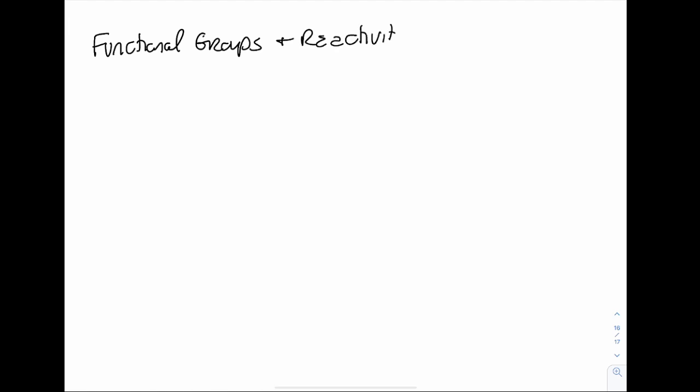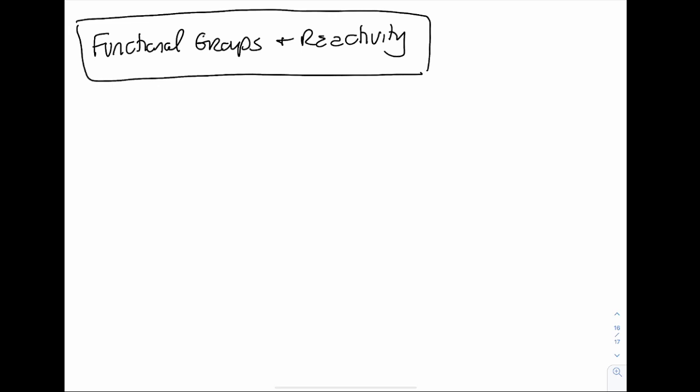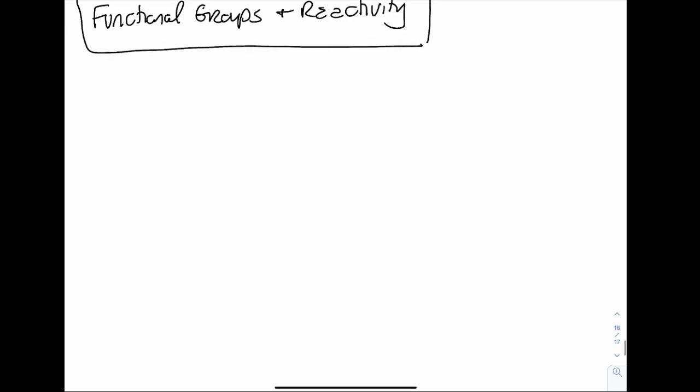In this video, we're going to start looking at functional groups and reactivity. So, just taking a closer look at a few of the functional groups that we had talked about in the first video of this module. So remember, the functional group determines the molecule's properties, both physical and chemical.